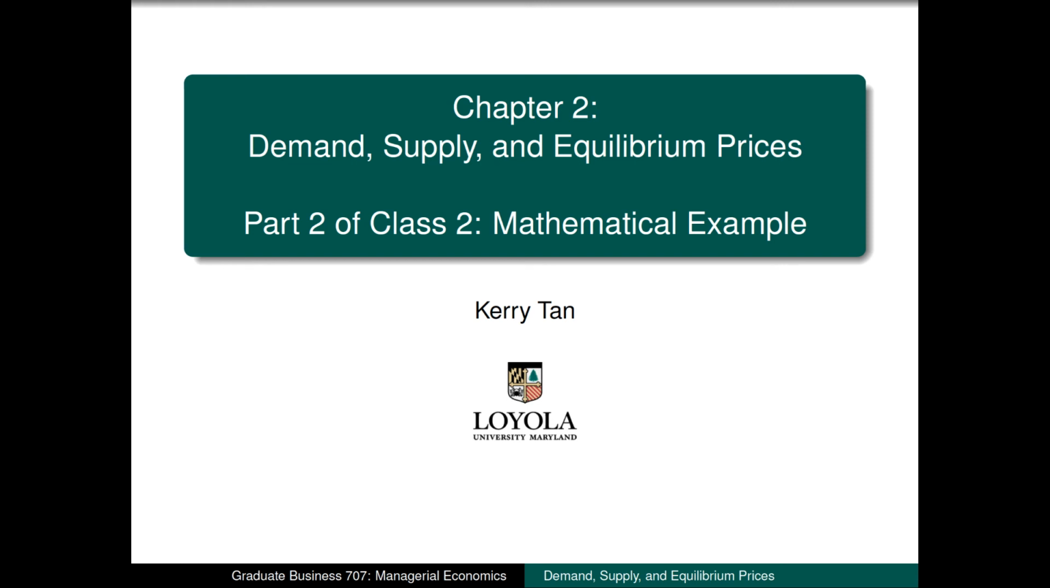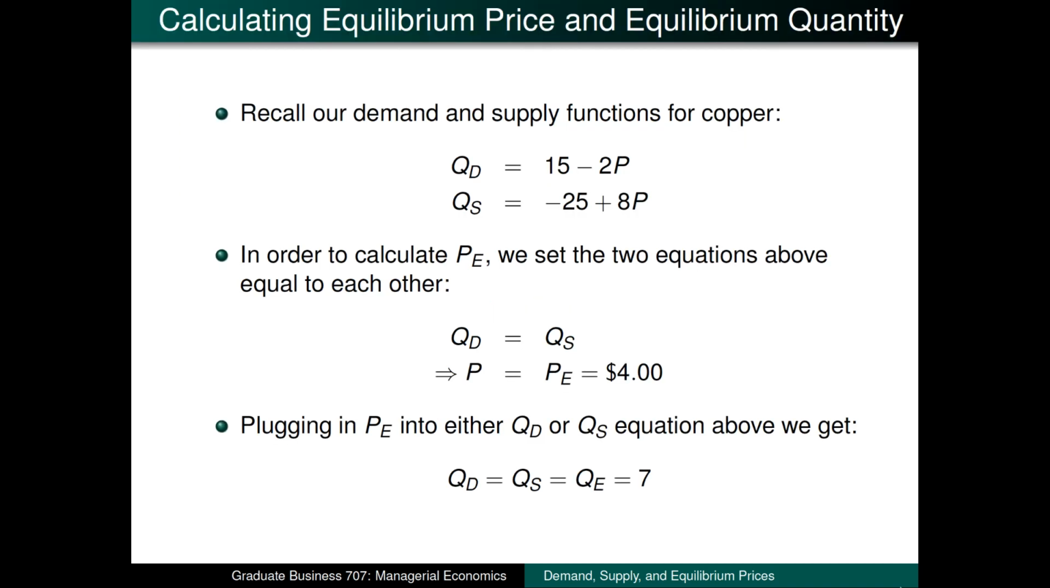In the first two videos on supply and demand, I introduced mathematical examples of demand and supply functions. This video applies those functional forms to the shifts to the supply and/or demand curves that we discussed in the previous video. Recall from the previous video that I presented a demand function of QD equals 15 minus 2p and a supply function of QS equals negative 25 plus 8p.